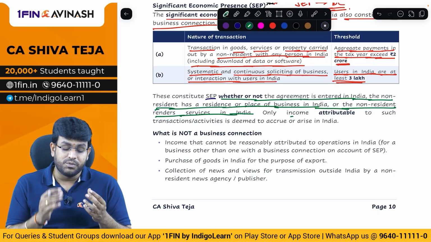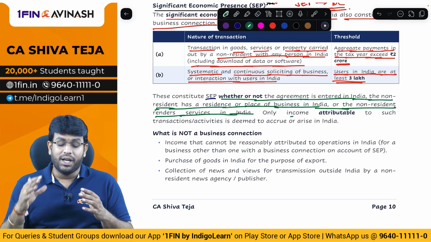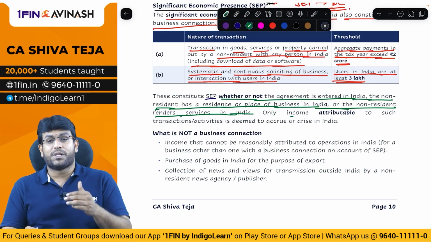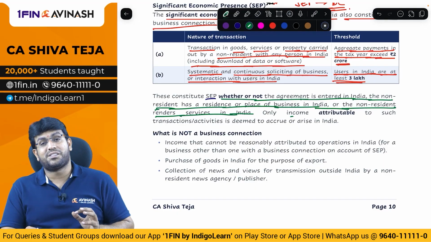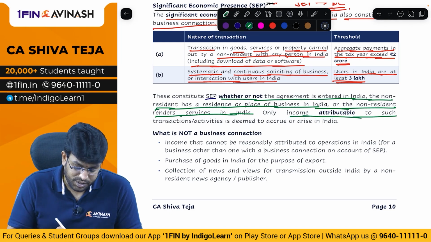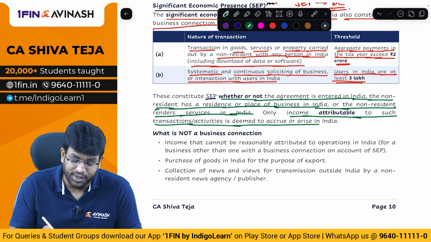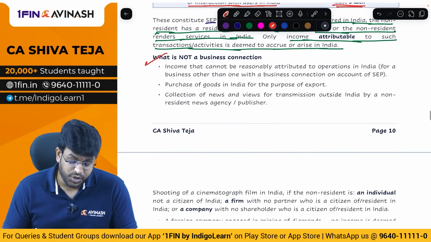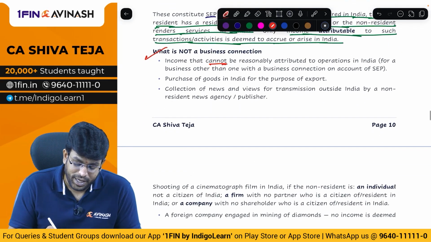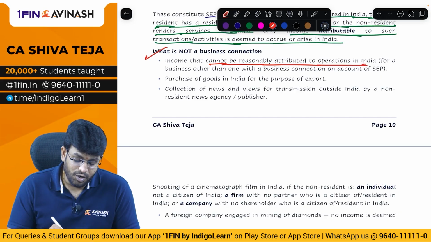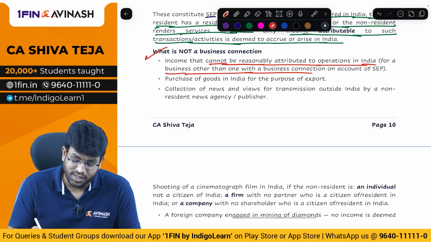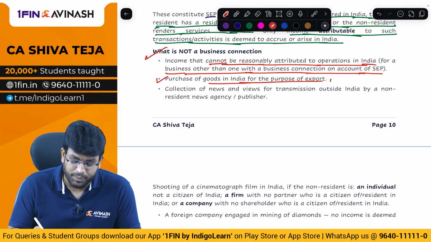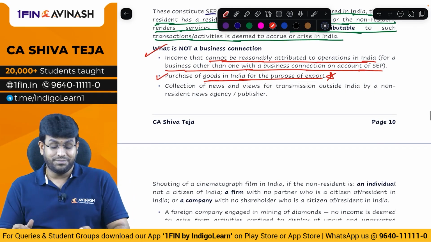That is, when we look at the terms of transaction, it is more than 2 crores aggregate payments in a tax year. And if you look at the user perspective, users are at least 3 lakhs. Only income attributable to such transactional activities is deemed to accrue in India, obviously. Next, what is not a business connection? Income that cannot be attributable to operations in India for a business other than one with business connection on account of SEP. Next, purchase of goods in India for the purpose of export. Government is very, very happy.